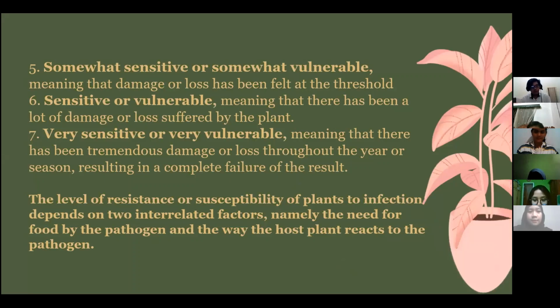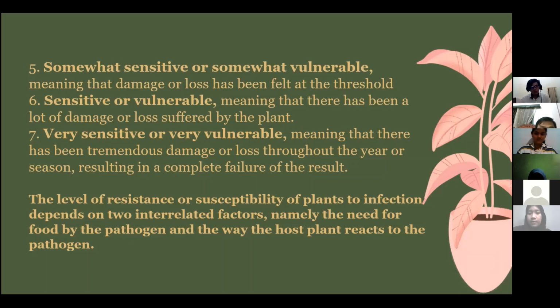Five, somewhat sensitive or somewhat vulnerable, meaning that the damage or loss has been felt. Six, sensitive or vulnerable, meaning that there has been a lot of damage or loss suffered by the plant. Seven, very sensitive or very vulnerable, meaning that there has been tremendous damage or loss through the year or season, resulting in a complete failure.